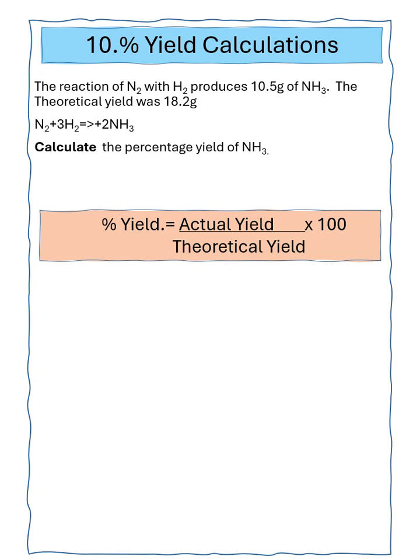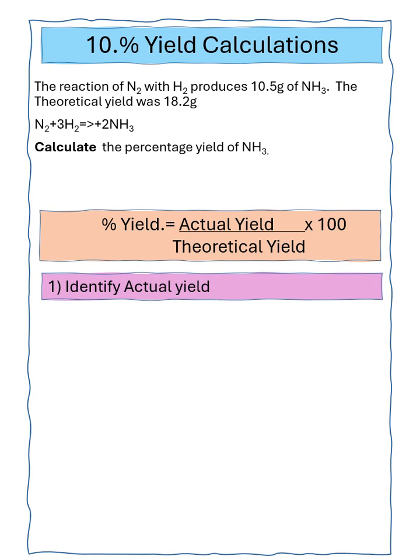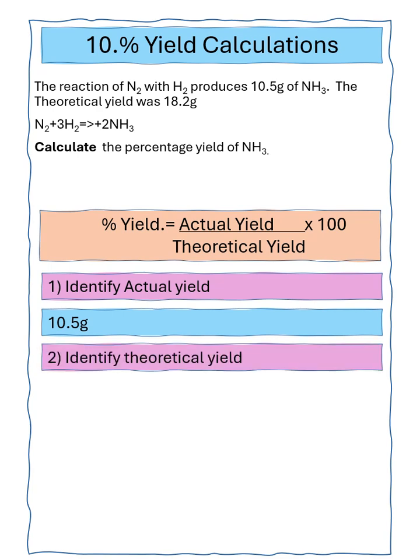Question 10. The reaction of N2 with H2 produces 10.5 grams of NH3. The theoretical yield was 18.2 grams. Calculate the percentage yield of NH3. So the percentage yield is actual yield divided by theoretical yield times 100. First of all, we've got to identify the actual yield. So the actual yield was 10.5 grams. The theoretical yield is 18.2 grams.